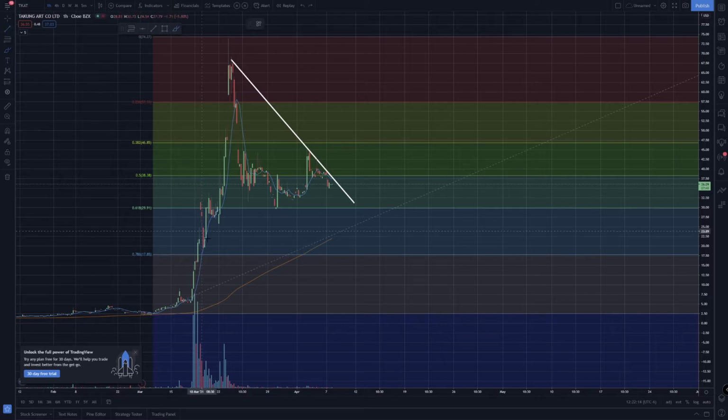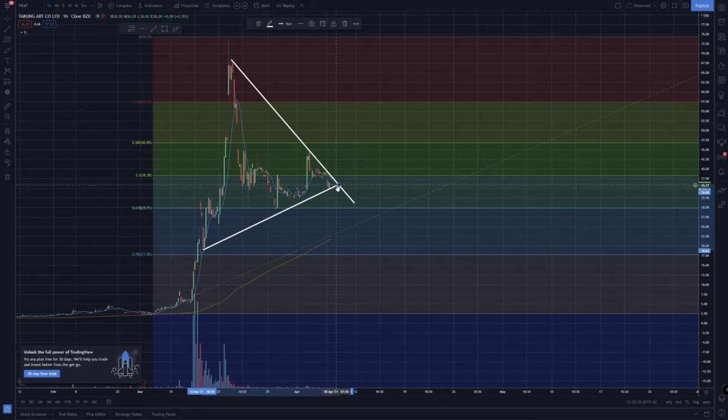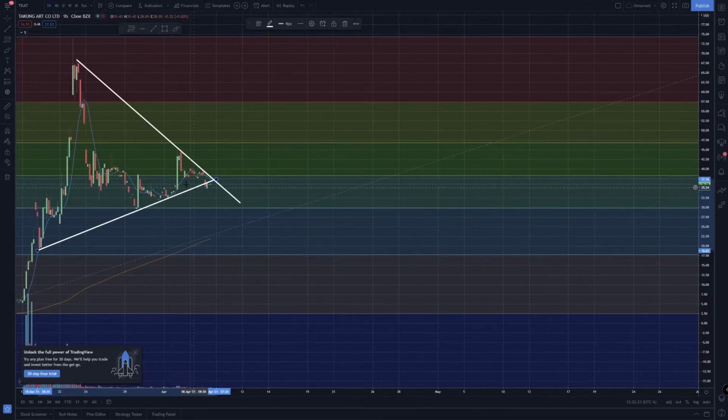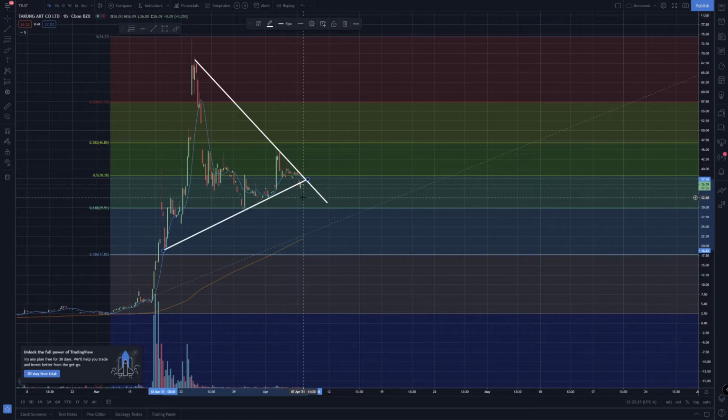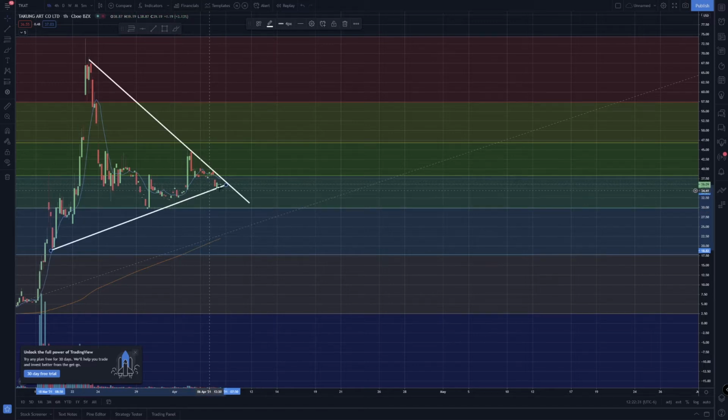So the other thing I wanted to show you is we also have this uptrend going something like this. This isn't perfect, but it's something along these lines. We kind of broke below it already, but I still think we're getting some support. Like, we got these little green candles right there. So I think we're still in this triangle.